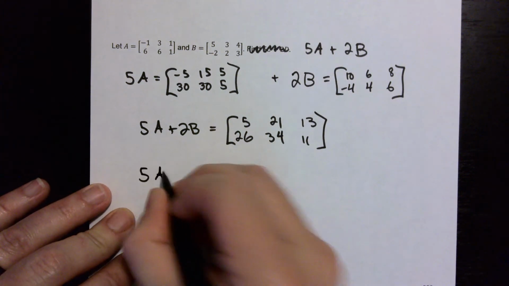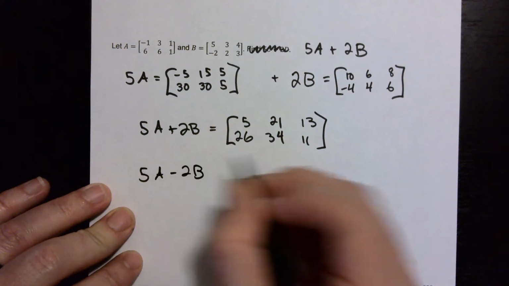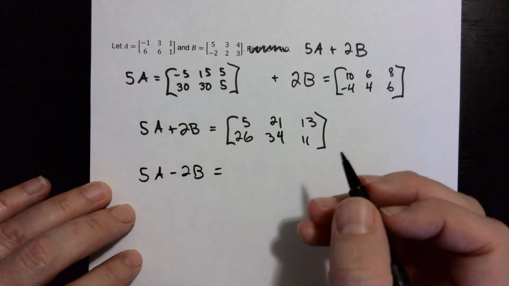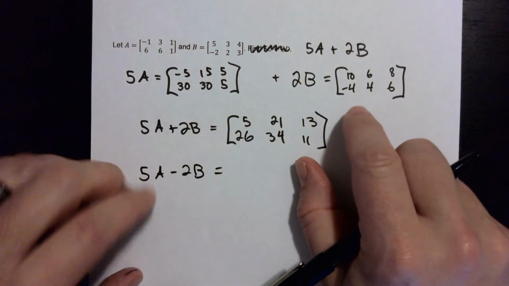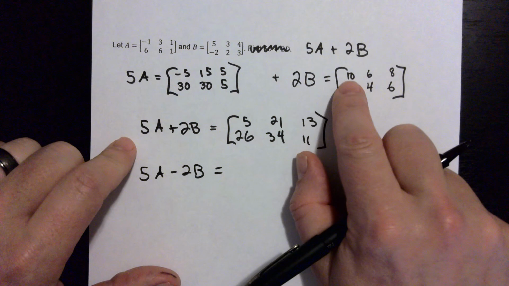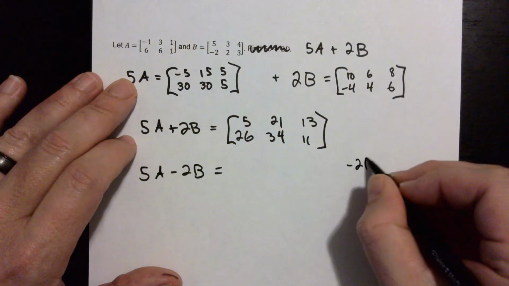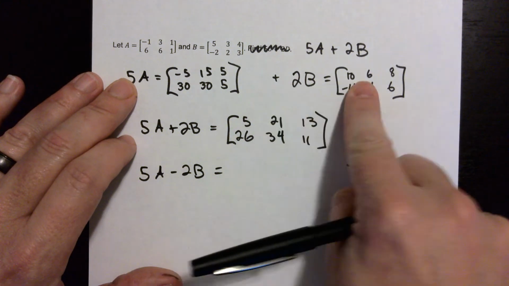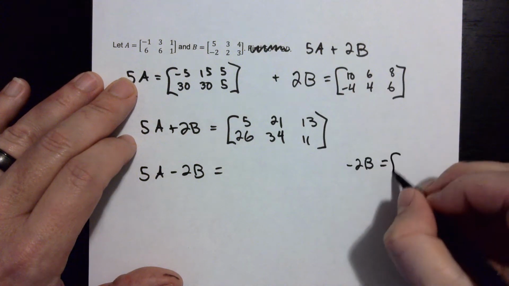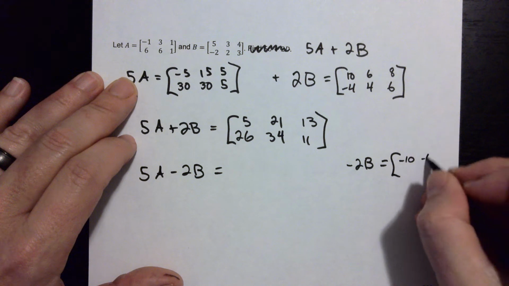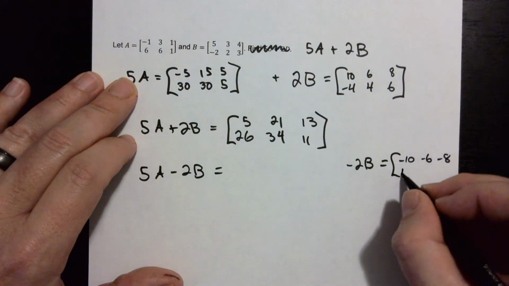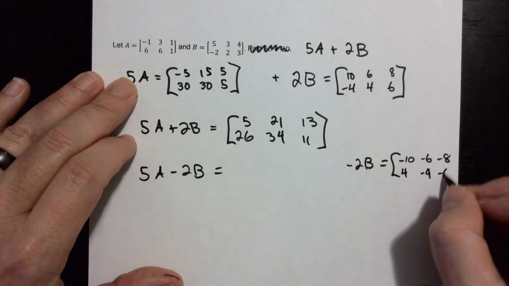Let's do 5a minus 2b. Okay, if we do 5a minus 2b, we'll have to subtract. So I need to figure out what negative 2b is. So negative 2b, let's write it over here. Negative 2b is going to be the same as 2b, except all the signs are different, right? So it'll be negative 10, negative 6, negative 8, positive 4, negative 4, and negative 6.